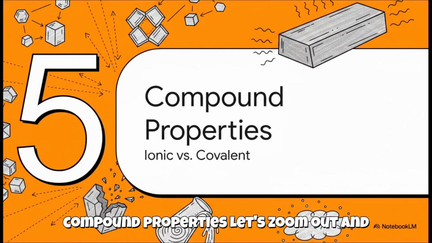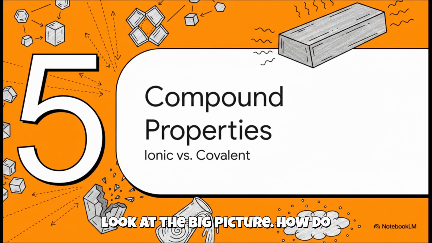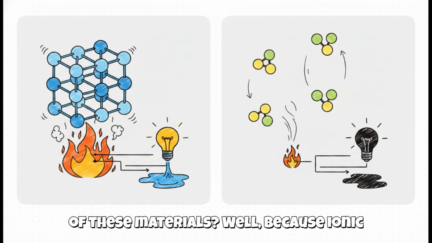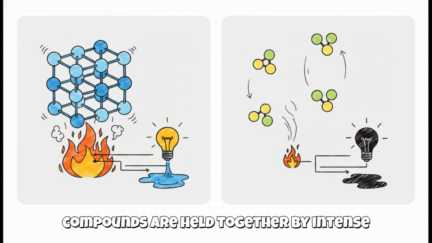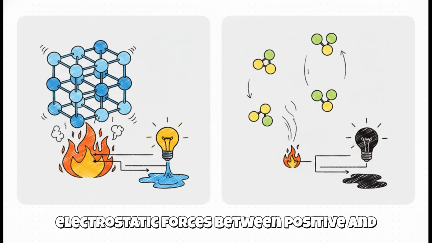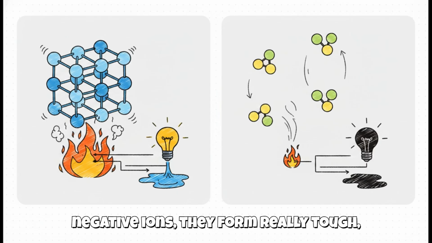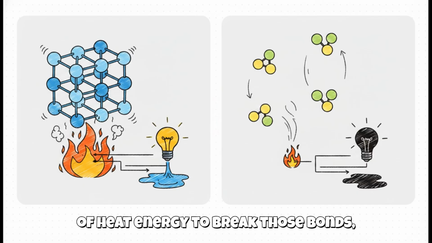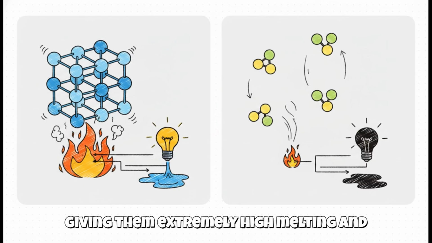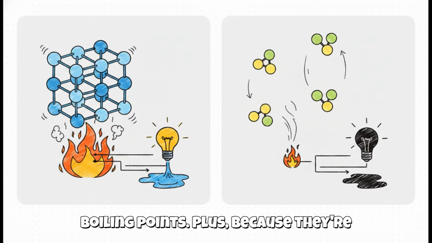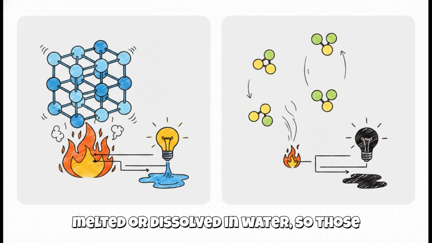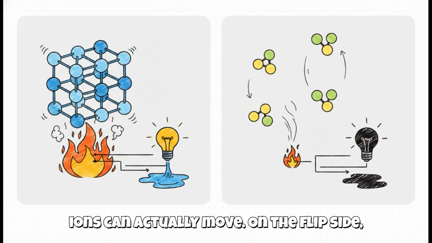Section 5. Comparing compound properties. Let's zoom out and look at the big picture. How do these microscopic economic decisions actually alter the macroscopic properties of these materials? Well, because ionic compounds are held together by intense electrostatic forces between positive and negative ions, they form really tough, hard crystals. It takes massive amounts of heat energy to break those bonds, giving them extremely high melting and boiling points. Plus, because they're made of charged ions, they conduct electricity beautifully, but only when melted or dissolved in water, so those ions can actually move.